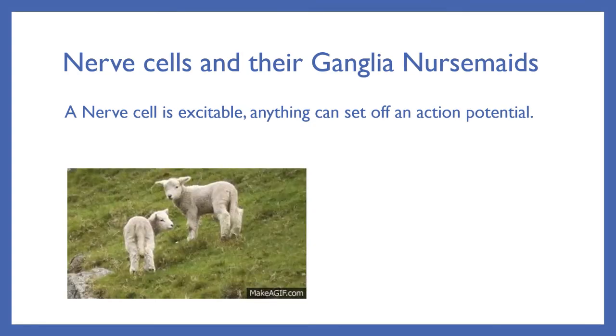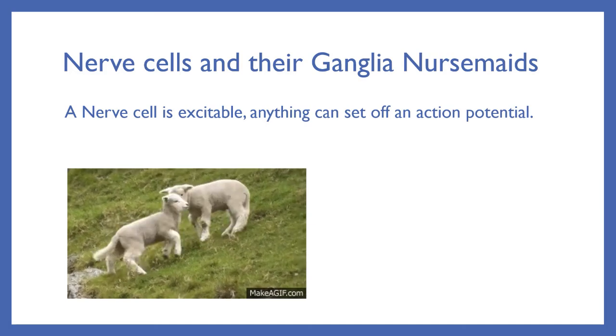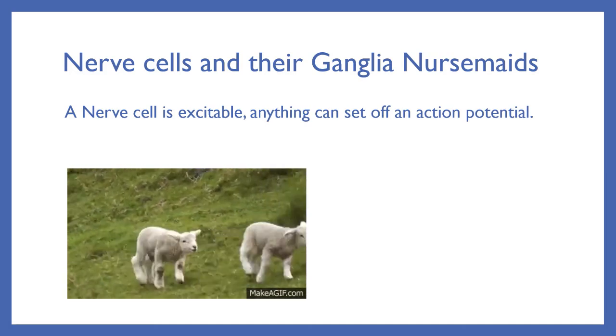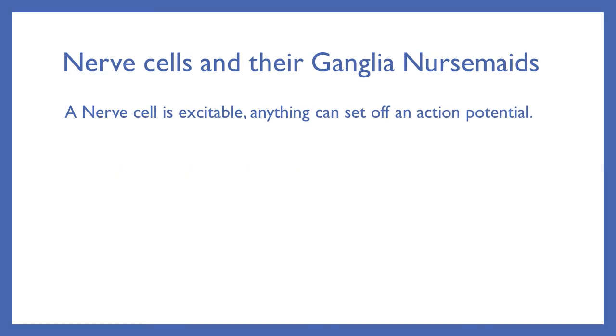So the sensory nerve receptors in your fingertips that are just sitting there waiting to detect pressure, they're waiting and waiting and waiting. As soon as your finger sets down on something and they detect pressure, they shoot off that impulse right away up to the spinal cord and the brain. So they're very excitable, and right away they'll send off an action impulse.